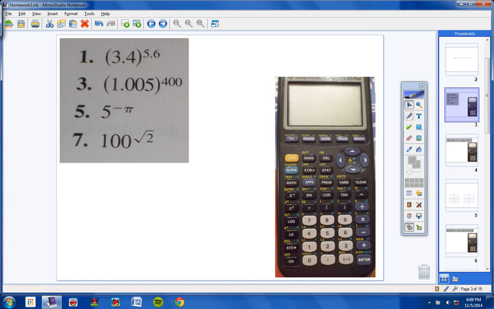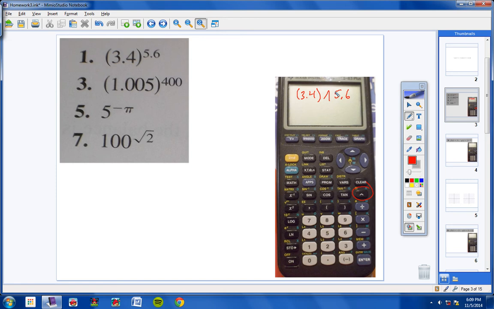Numbers 1 through 7, we are going to type these into our calculator, so let's hope that you know how to do that. For number 1, let me get my calculator ready. You would type in parentheses, just like it is, 3.4, then hit the arrow button, which is right here. Then you can put parentheses if you want, but it really is just one number, so I would just put 5.6.